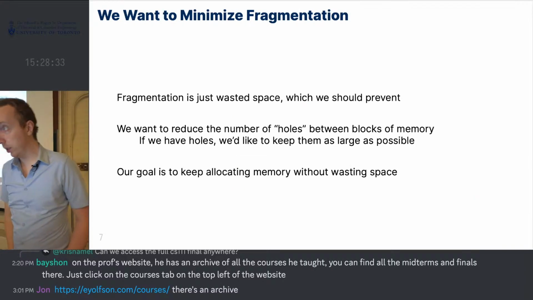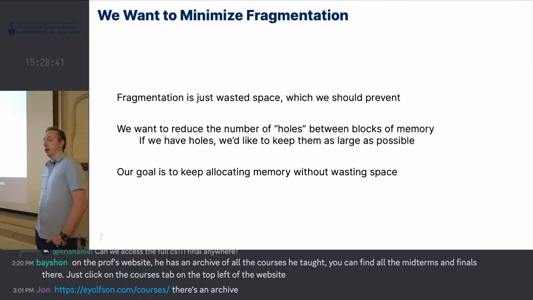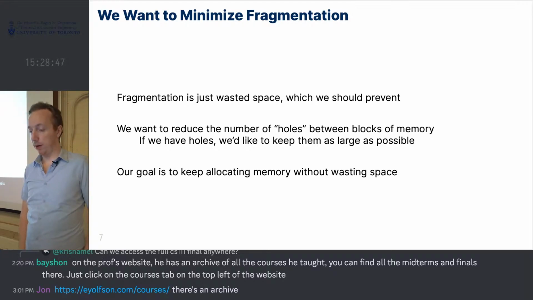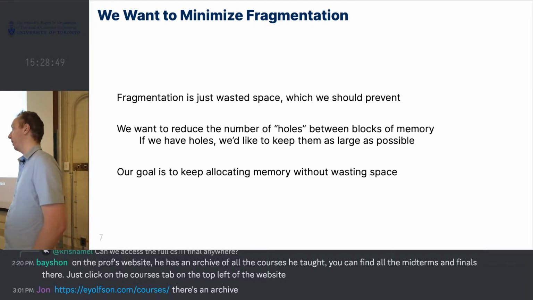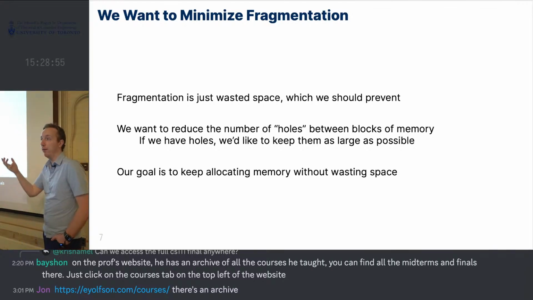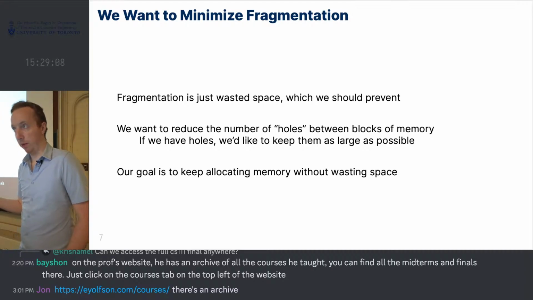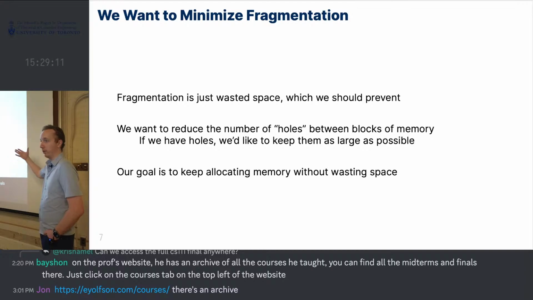All right, so our goal, if we implement memory allocation, is to minimize fragmentation. It's just wasted space, so we want to prevent it. The goal here is to reduce the number of holes between blocks of memory. And if we do have holes, one idea is to keep them as large as possible. The idea behind that is if the free blocks are as large as possible, hopefully I don't have any external fragmentation, because I can actually use those for allocation and then they're useful. So our goal is to keep allocating memory without wasting space, and this is essentially what malloc does.